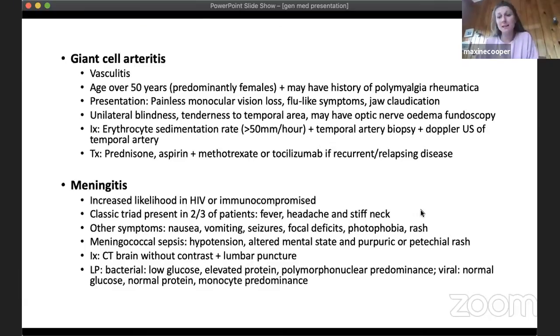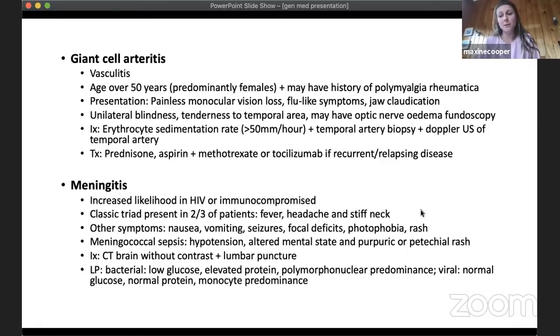Meningitis. So always thinking about meningitis. I think you get that classic triad in 2/3 of patients where there's a fever, headache, and a stiff neck. But that's only in 2/3. So there's a third of patients that aren't actually presenting with that triad. So good to be aware of, especially if you've got someone that's immunocompromised, has HIV, is at a higher risk. And there's lots of other symptoms that can come alongside it. So you can get this rash, this nausea and vomiting and so on.